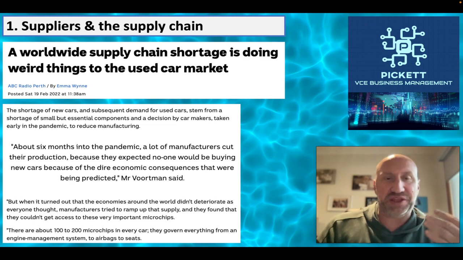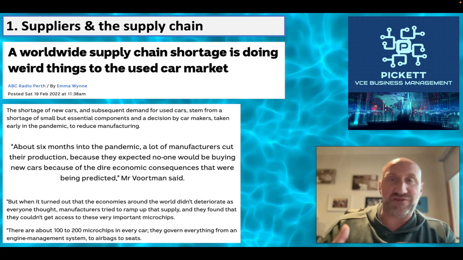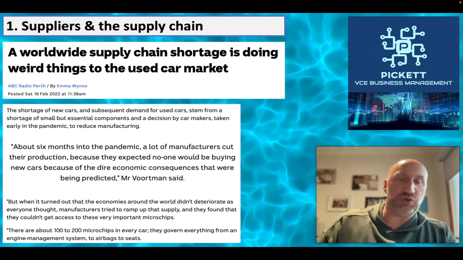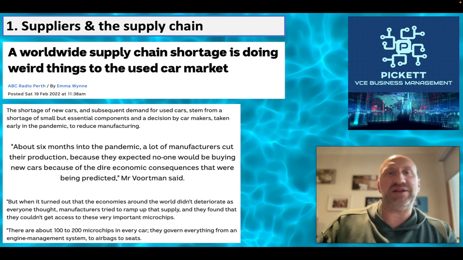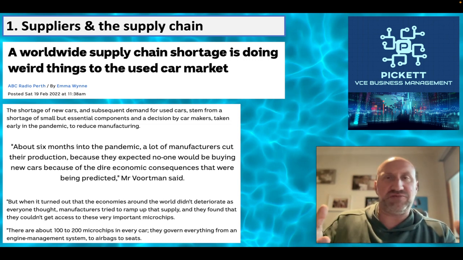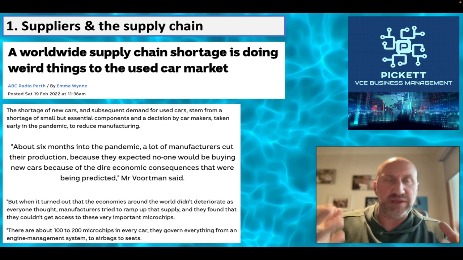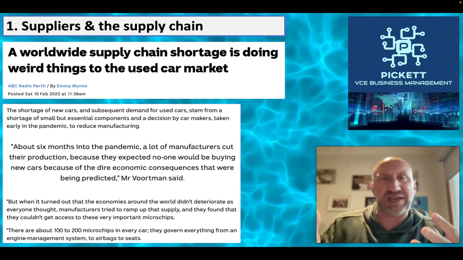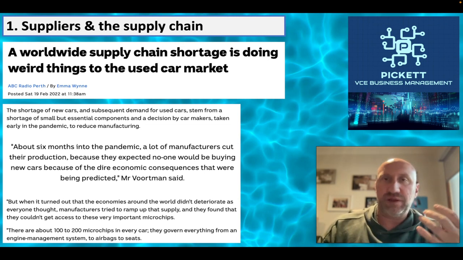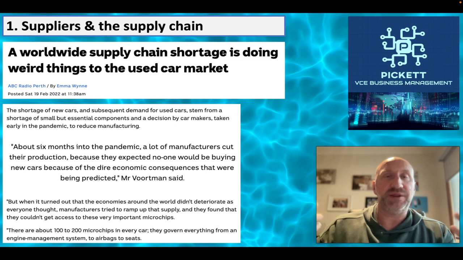But when it turned out the economies around the world did not deteriorate like everybody thought they would, manufacturers then tried to ramp up their supply. But the issue was microchips. Now, it's so random, but it says there were about 100 to 200 microchips in every car these days. Cars are run on electronics. They're hugely complex electronic systems these days. So 100 to 200 microchips. And what happened was there was a shortage around the world of these microchips. So it meant that the car manufacturers couldn't build the cars as quickly as they wanted to, purely because they didn't have access to this really important supply, the microchips.